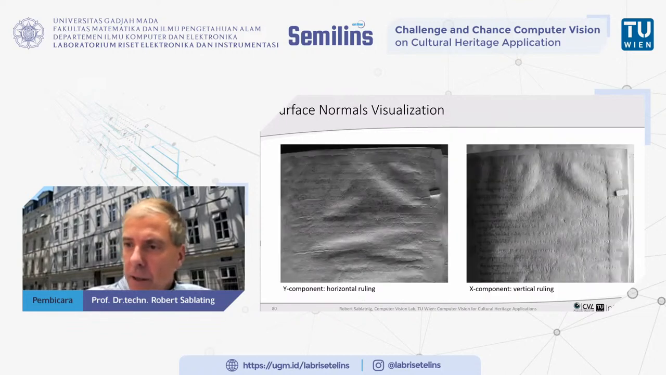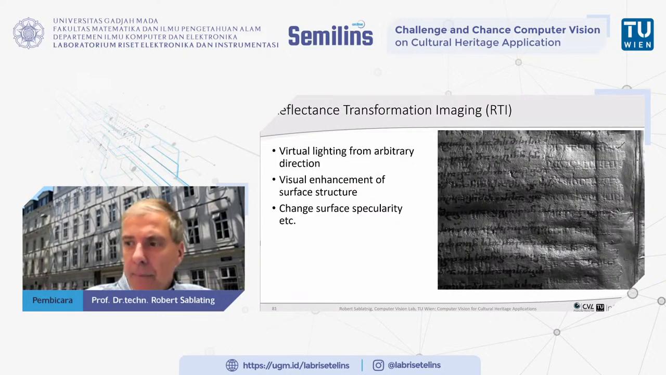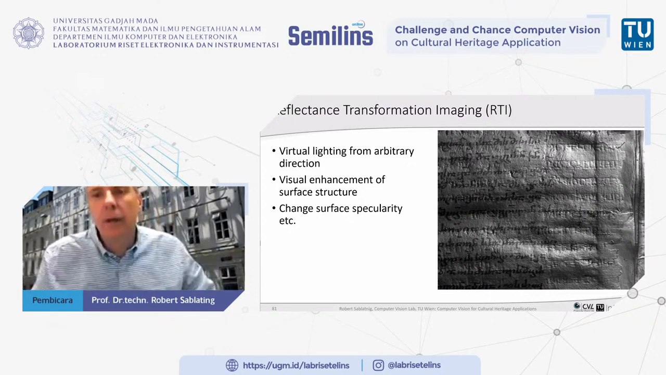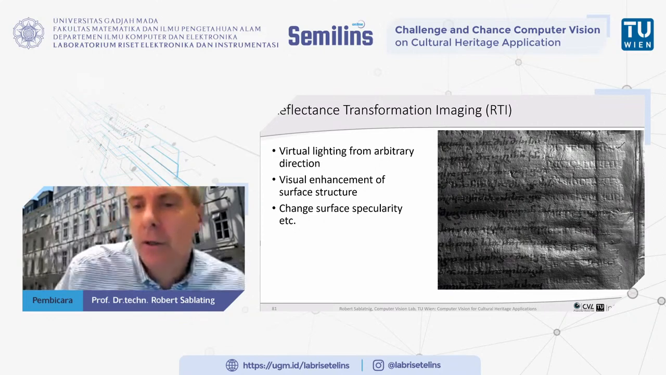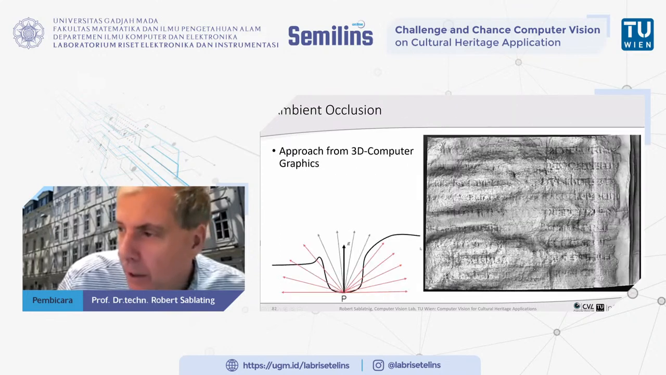And you can display it here for the ruling analysis, but you can also display it for the characters only. So this would be the 3D information on the surface. And again, you can use this ruling information to do our multi-script spectral separation very nicely. So we have virtual lighting for arbitrary directions, and using this we can enhance the surface structure, and afterwards you can of course change the surface specularity and have all kinds of analysis done.